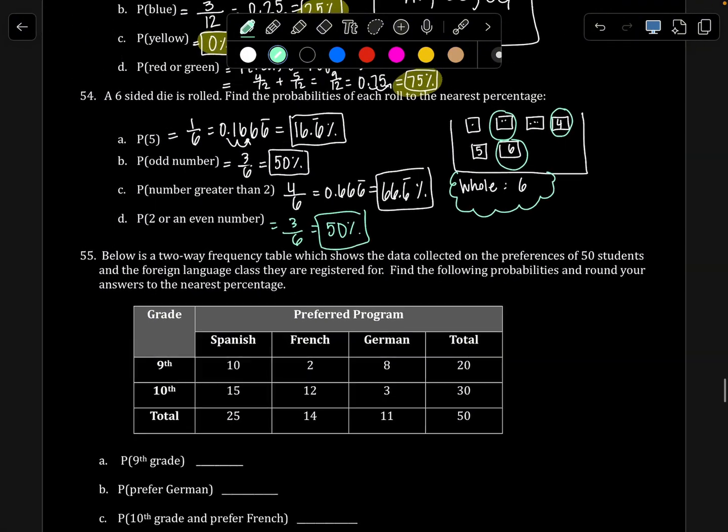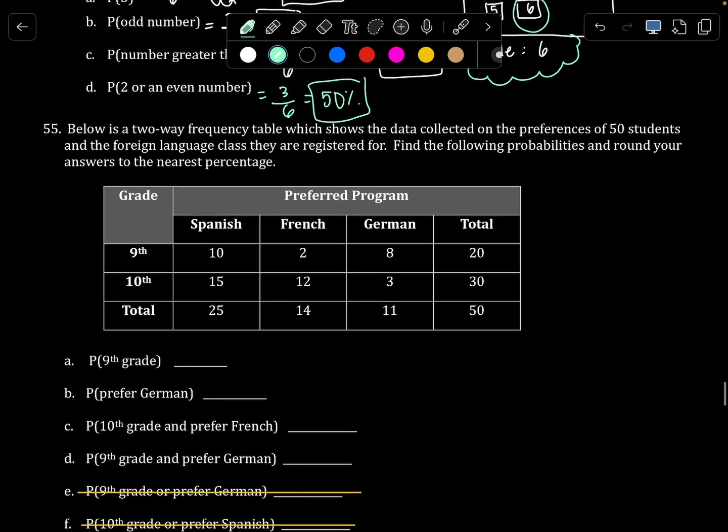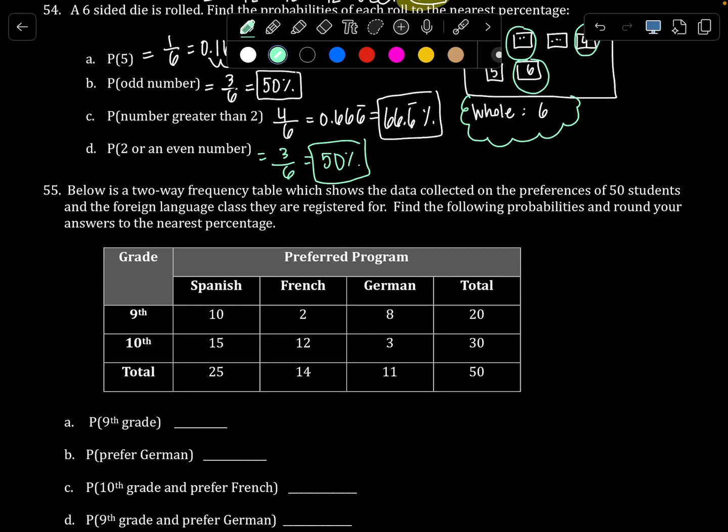Now let's do number 55. I think these are my favorite. We're skipping E and F. Below is a two-way frequency table which shows the data collected on the preferences of 50 students and the foreign language class they are registered for. Find the following probabilities and round your answers to the nearest percentage.